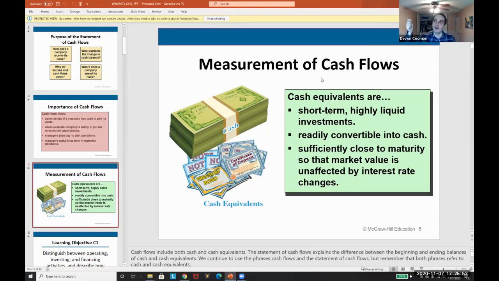Talking about money market funds, very, very short-term loans, less than 3 months. Any of those things will actually bucket into cash because we're going to convert this so soon, there's really no risk. The idea here is it's readily convertible into cash and it's sufficiently close to the maturity date.